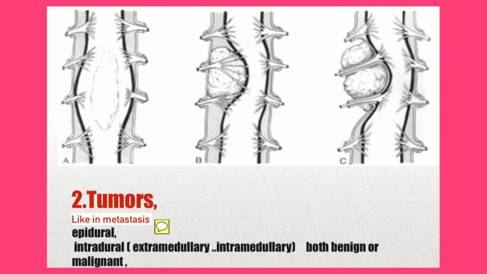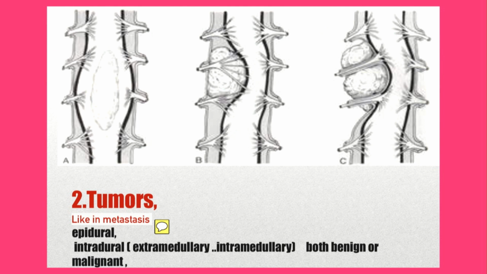Another important type of spinal disease is tumors, which is called spinal tumor. We have a lot of types according to the location of the tumor, and the tumor could be primary or secondary from elsewhere in the body. We have epidural and we have intradural. The epidural one is situated outside the dura, and the intradural is either extramedullary or intramedullary.